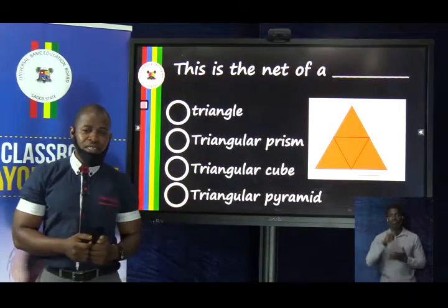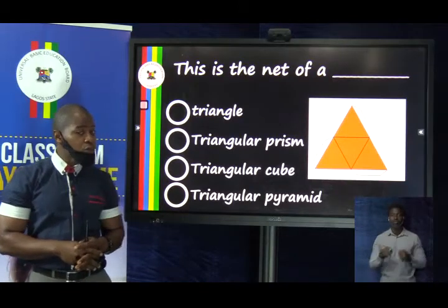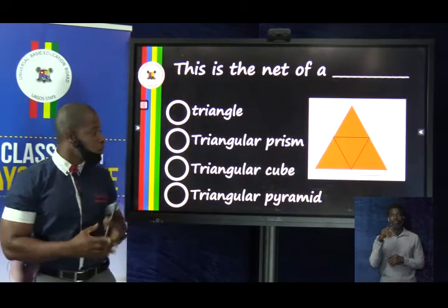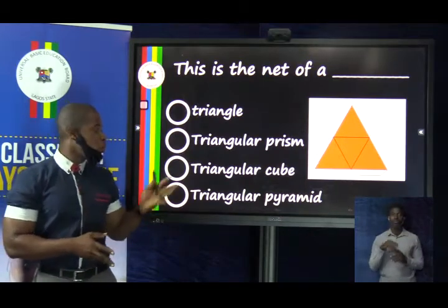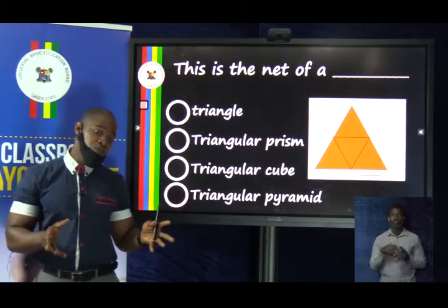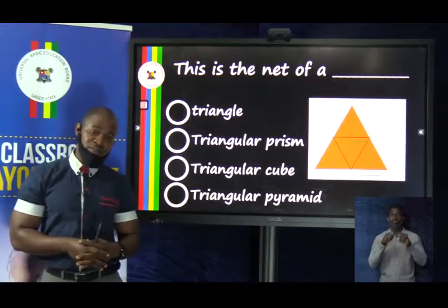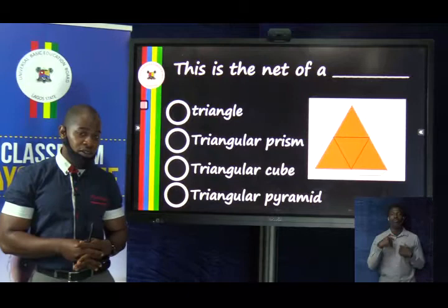Now observe that it has triangles. So, is it a triangle? Is it the net of a triangle? Or the net of a triangular prism? Or the net of a triangular cube? Or the net of a triangular pyramid? Have you selected your answer?